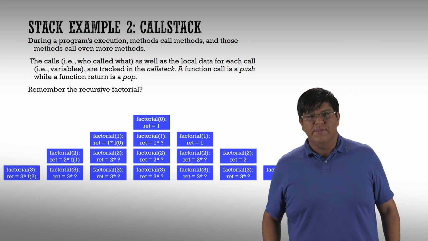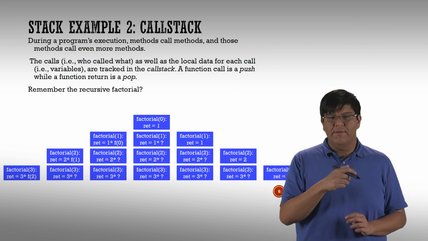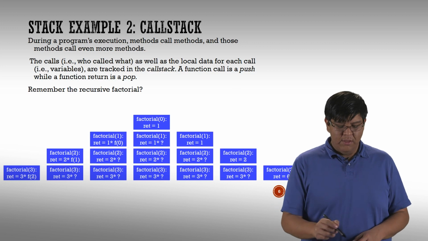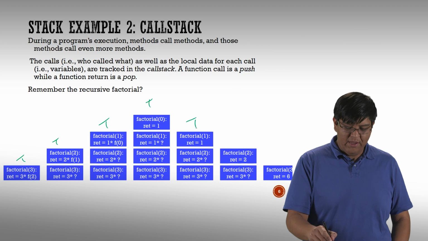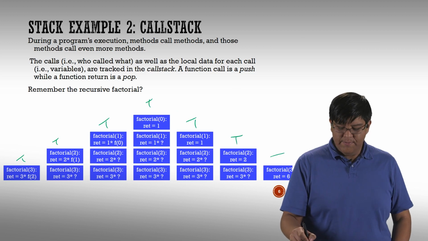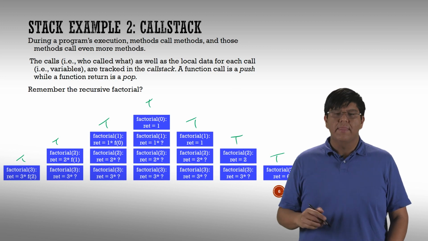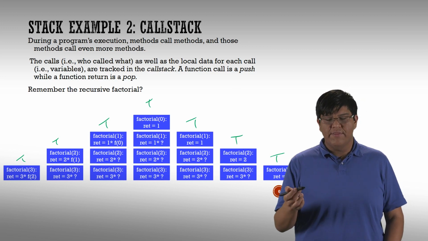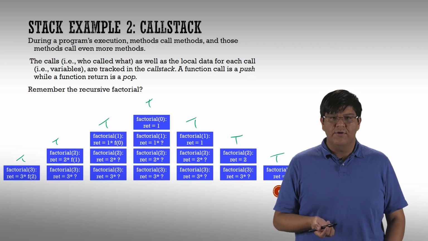So this is an example of something called the call stack. And I've changed the orientation of my stack here. It's no longer top to bottom, it's now left to right. So the top is basically over here in these pictures. So what's going on here? What we want to do is figure out a way to solve the following problem. A program runs, a program calls methods. Methods call methods, and those methods call even more methods. How can I keep track of who calls who?